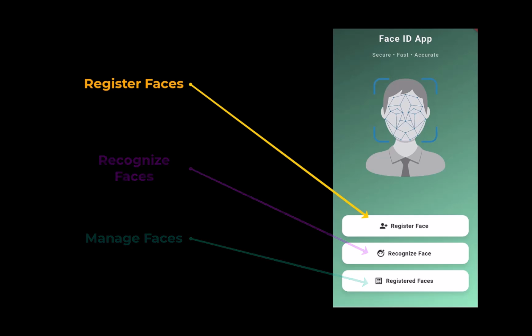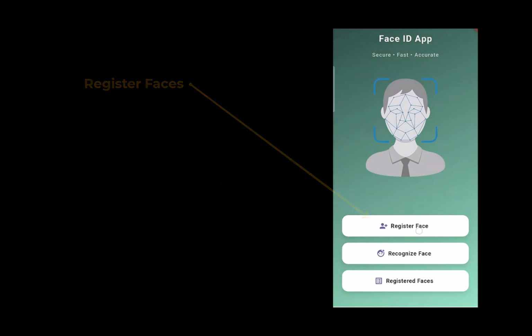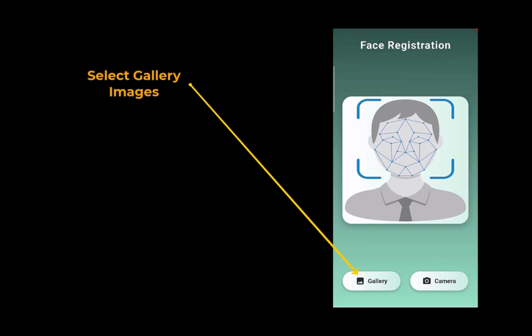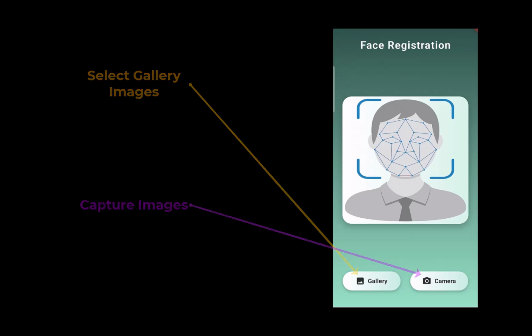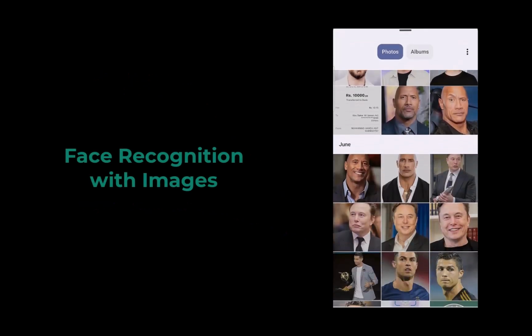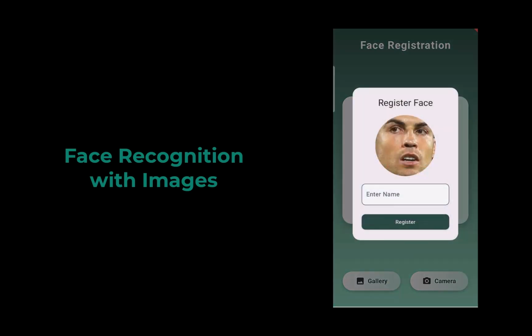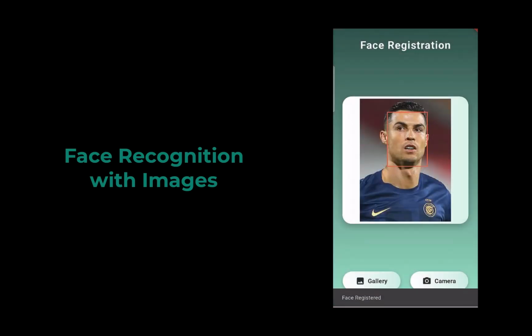So let's register a new face, and for that purpose press on this button. On this screen the user can either choose an image from the gallery or capture an image using the camera for registering a new face. So let's try that. I will open the gallery, and there let's select this Cristiano image for registration. Once we select the image, our face detection model will detect the face, and we will see this dialog where we can assign the name and register the face. So let's assign the name Ronaldo here, and then press register, and there you can see this message, face registered. It means that now this face is registered inside our system.